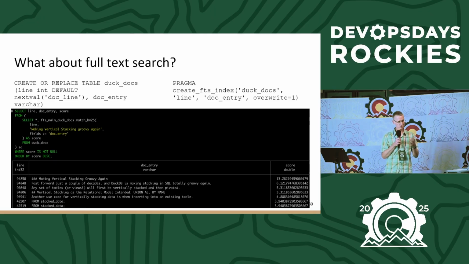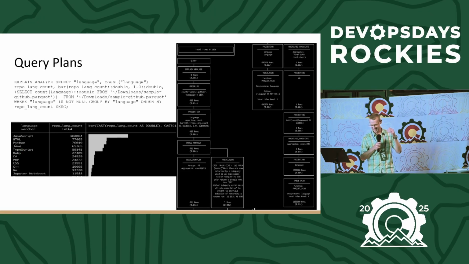What about full text search? It's built in. So I took all of the documentation for DuckDB, loaded it in by file name, and then did a query looking for where it matches Groovy, getting Groovy information out of that file list.